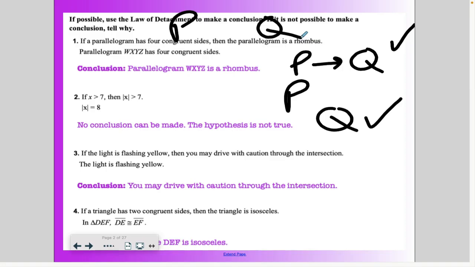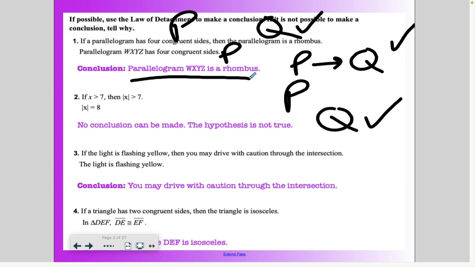Yeah, it is. Parallelogram WXYZ has 4 congruent sides. That means you're given P, therefore you can conclude Q, but you can't just say it's a rhombus. You would say parallelogram WXYZ is a rhombus. Whereas the second one: if X is greater than 7, then absolute value of X is greater than 7. Even though that's a true conditional, you're not given the correct hypothesis, therefore you can't use the law of detachment.